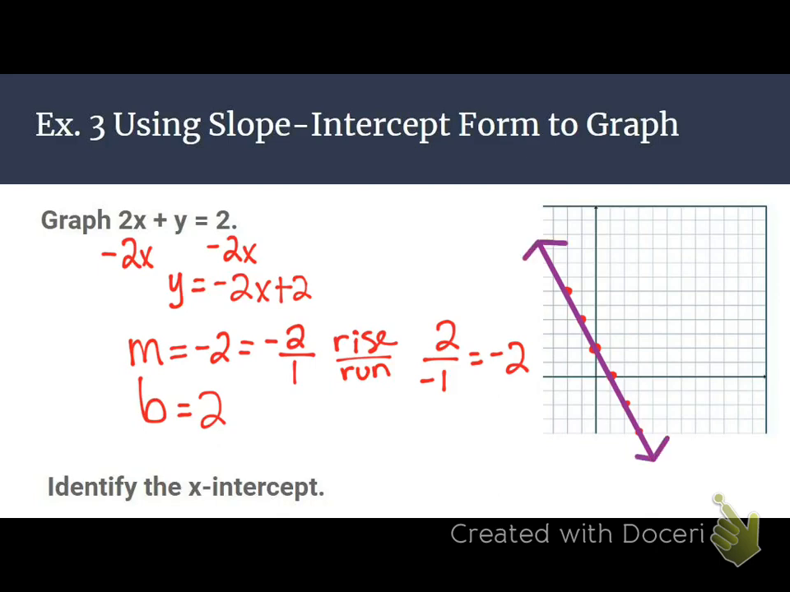So we graph our line through those points. Last step is to identify our x-intercept. Where does it happen again? Yep, where we cross the x-axis. What point is that? At 1, 0. So it's the same place that it was last time, just a different line.